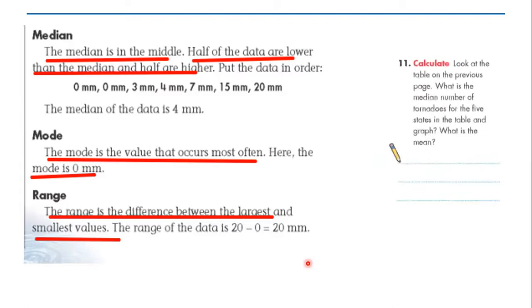Question number 11. Look at the table on the previous page. What is the median number of tornadoes for the 5 states in the table graph? To find the mean, you have to add all the numbers, then divide it by their count. And for the median, you have to put them in order to see which number is in the middle. So the median is 22, in the middle, and the mean equals 23.